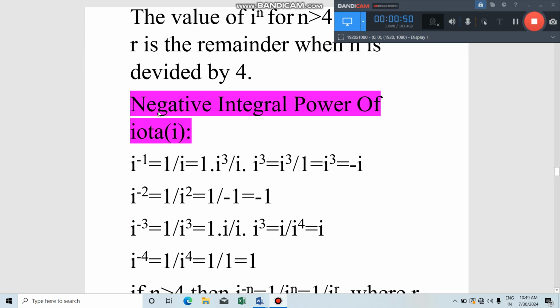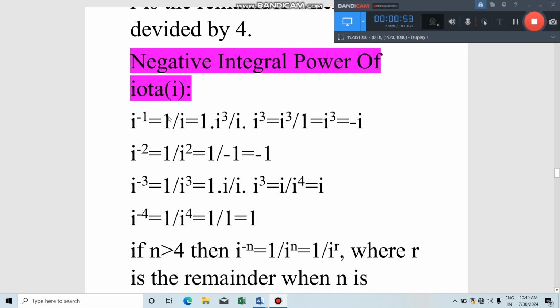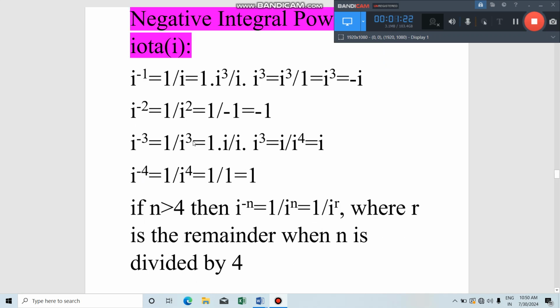Next, negative integral powers of iota. i to the power minus 1 equals 1 by i. We can write it as 1 into i cube divided by i into i cube. So it will be i cube divided by 1, equal to i cube, and i cube will be minus i. Now i to the power minus 2 equals 1 by i square, equals 1 by minus 1, so it will be minus 1. Now i to the power minus 3 equals 1 by i cube, equals 1 into i divided by i into i cube, equals i by i to the power 4, equals i.